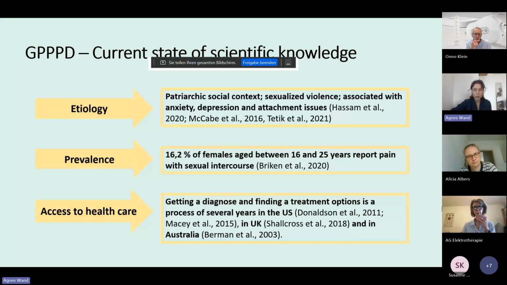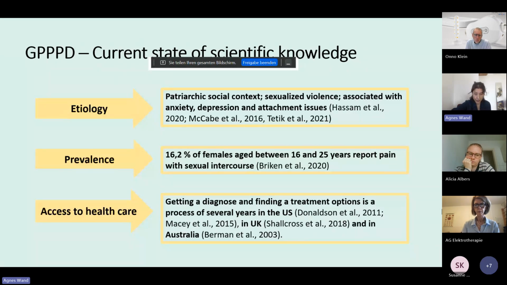The prevalence is quite high. 16.2% of females aged between 16 and 25 years reported pain with sexual intercourse in a study conducted in Germany in 2020. And it is very common with this problem that it happens more among young women.